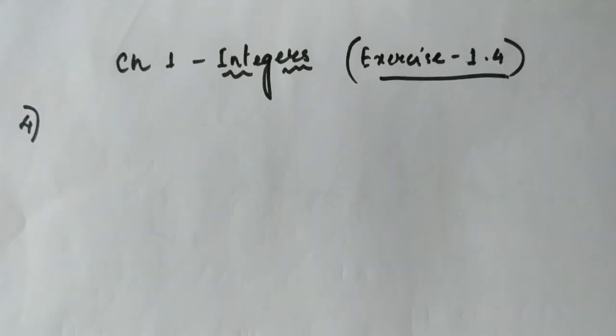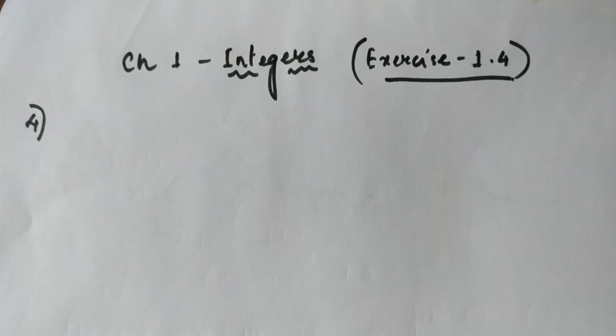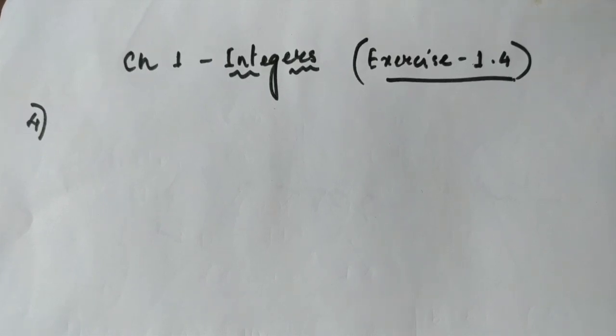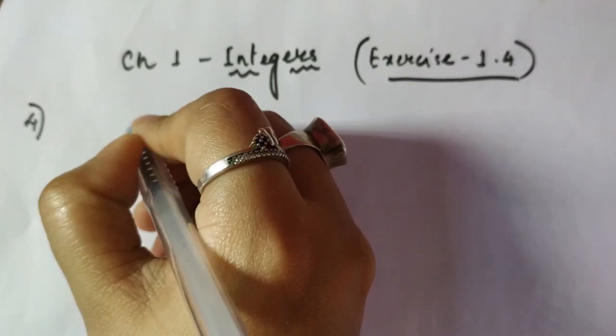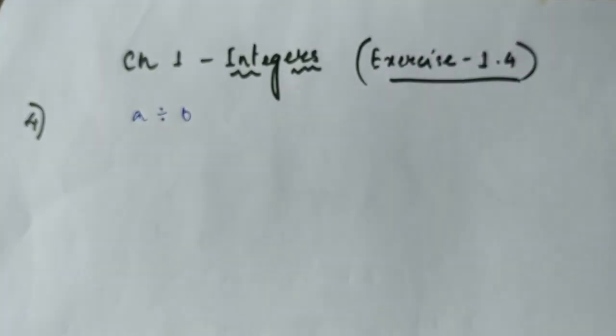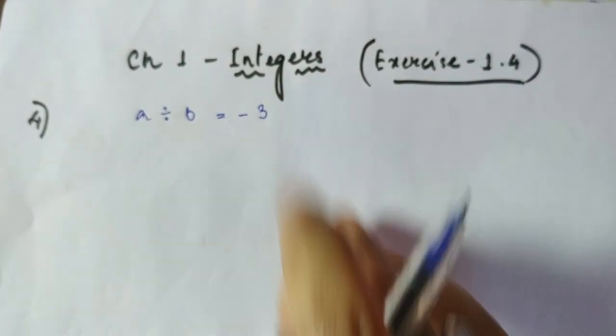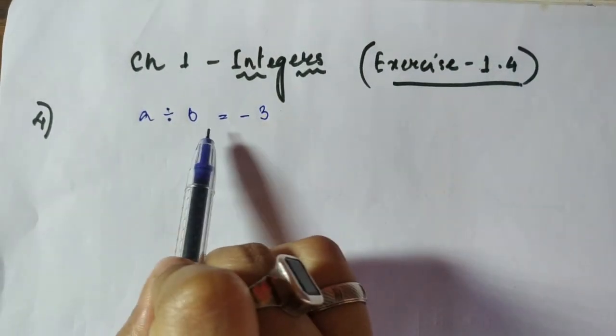In question number 4 it is said, write 5 pairs of integers a and b such that a divided by b is equal to -3. One such pair is 6 and -2, because 6 divided by -2 gives you -3. So we have to write 5 pairs of integers that satisfy the given condition, that when we divide the two integers, any a and b, we get -3.